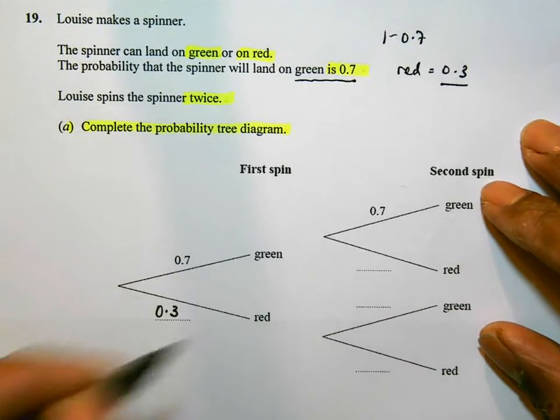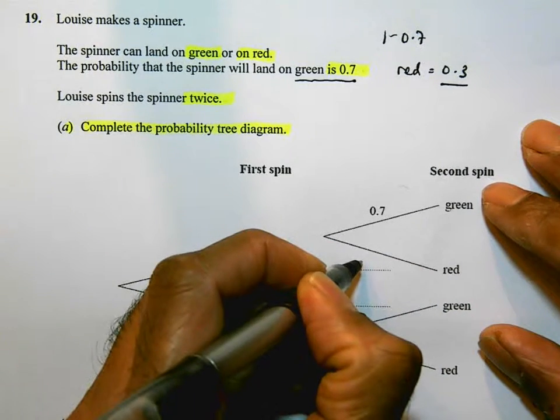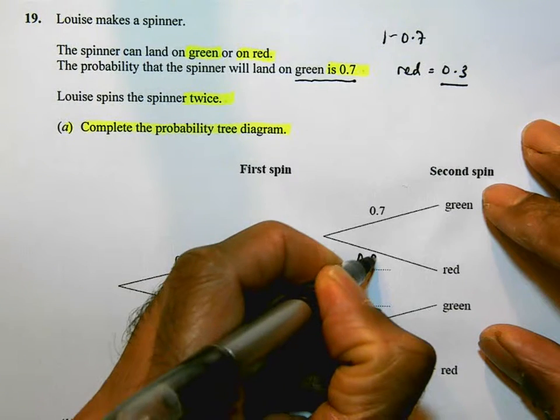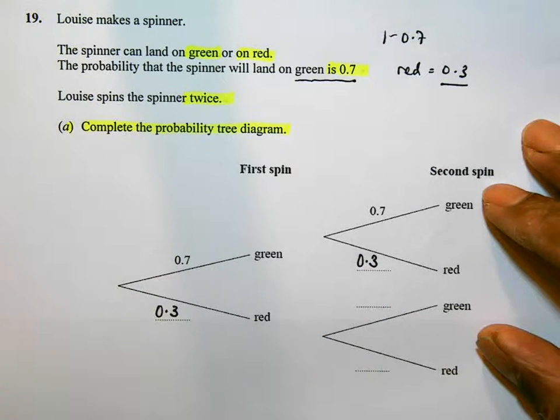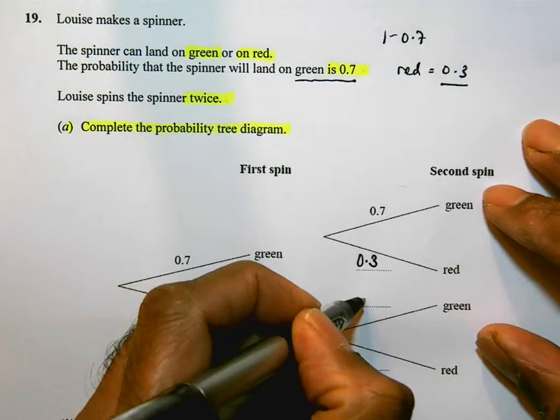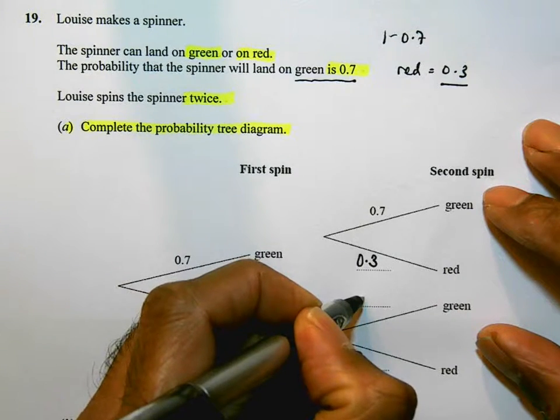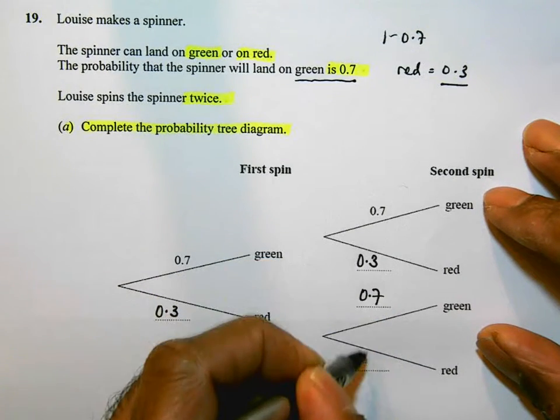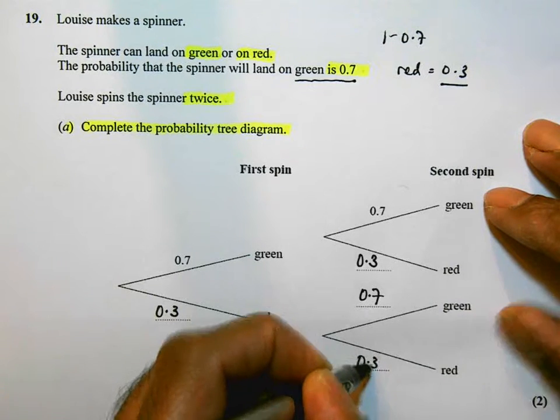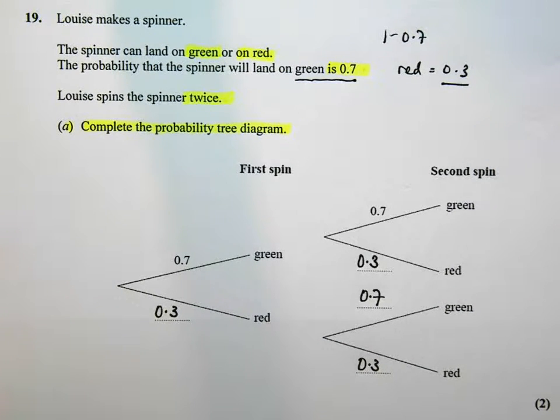the probability of a red on the second go, so the events are independent, they are going to be the same. The probability of getting a green is 0.7. The probability of getting a red, 0.3. So just completing that tree diagram is 2 easy and straightforward marks. You should be able to do that without much difficulty.